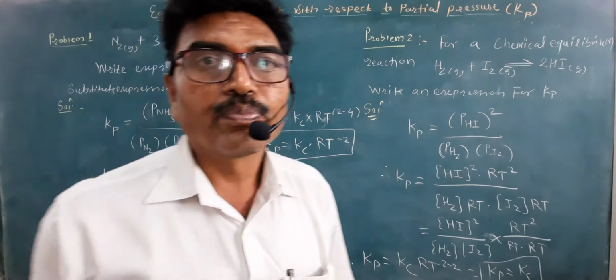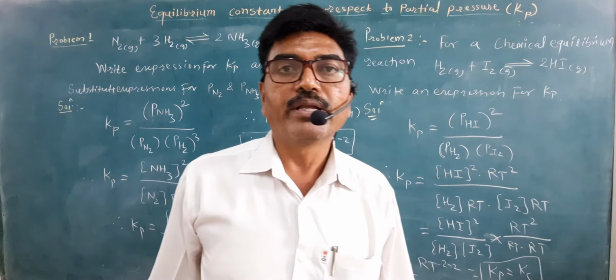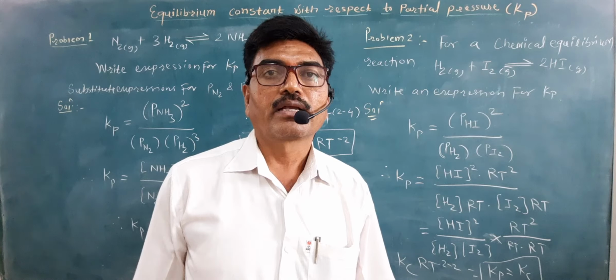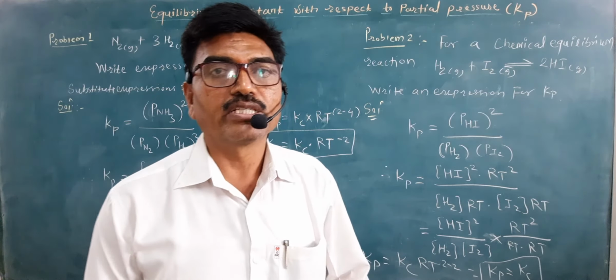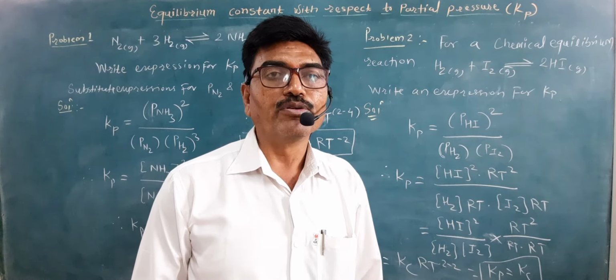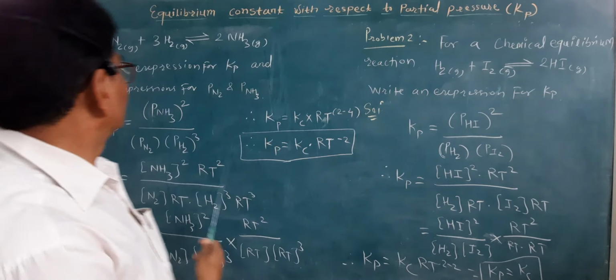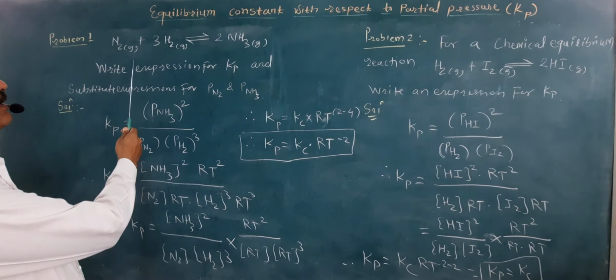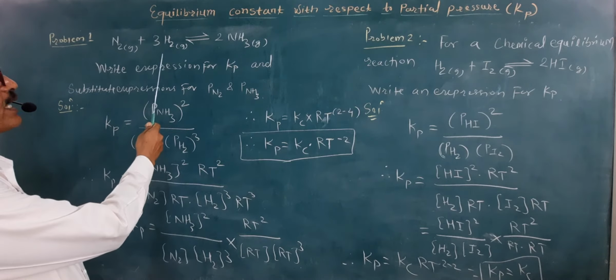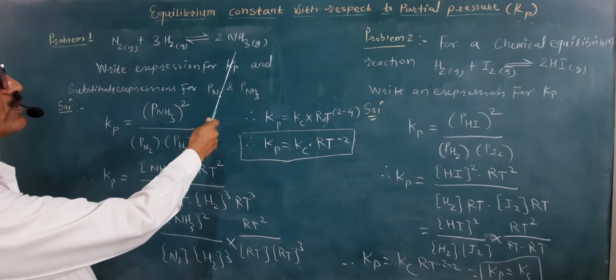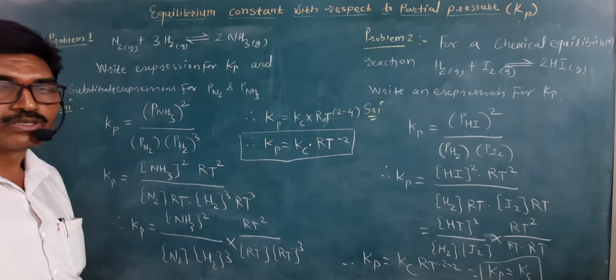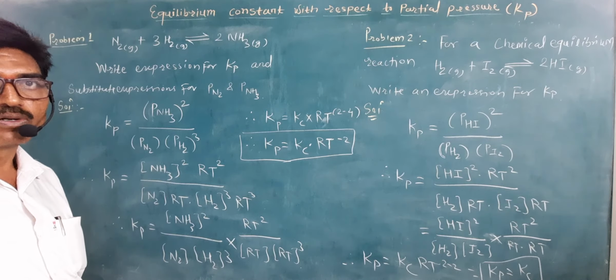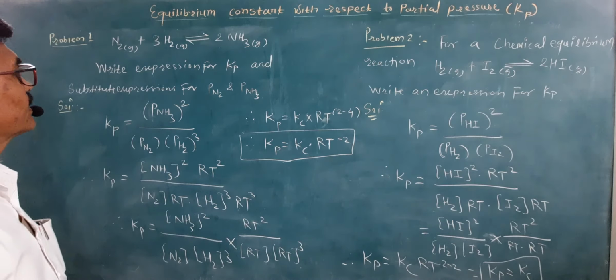Let us see how the equilibrium constant can be written for gaseous reactions. We will see a few examples. Consider the first, specific example. When N2 gaseous reacts with 3H2 gaseous, it gives 2NH3 gaseous. So all the reactants and products involved in this reaction are in the gaseous state.